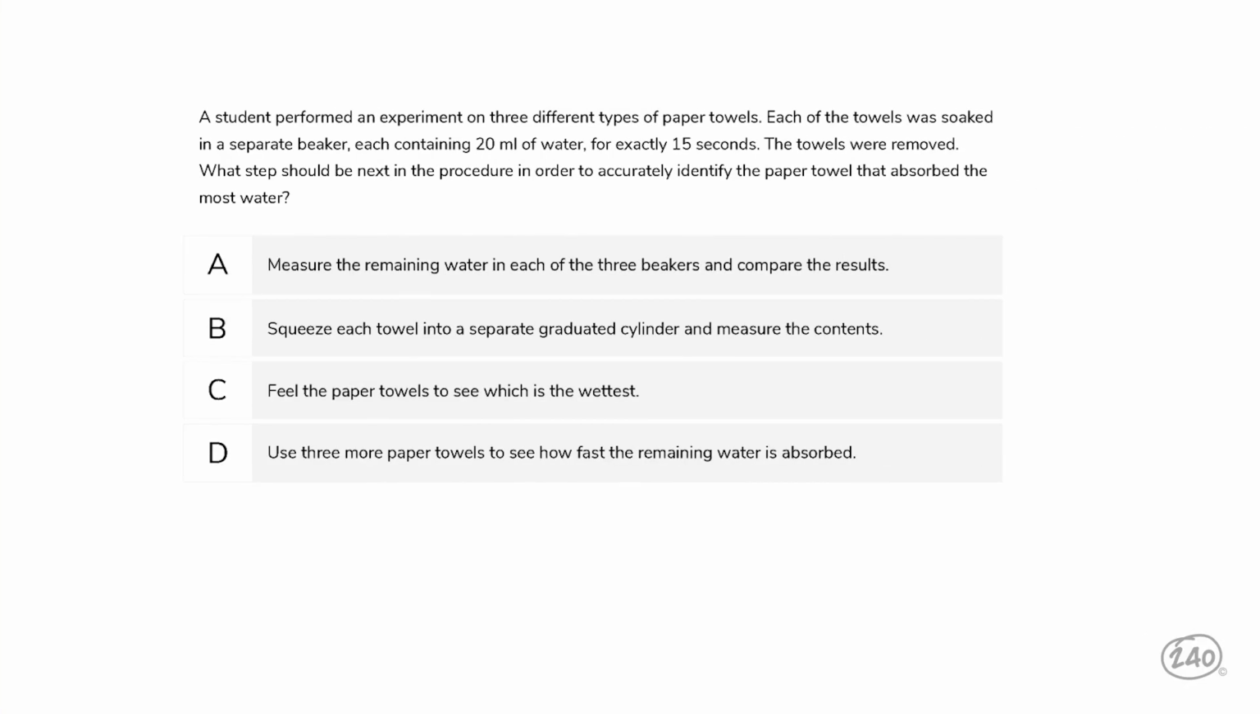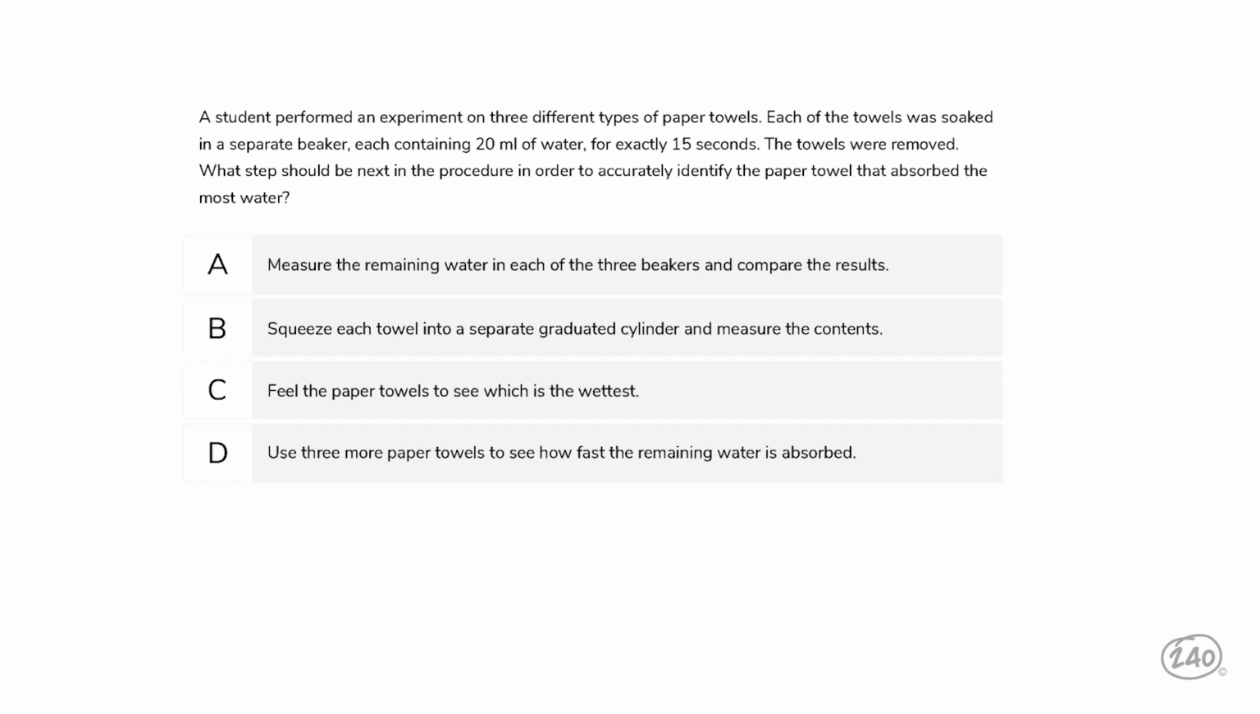Alright, one more from the science competency, the scientific method. A student performed an experiment on 3 different types of paper towels. Each of the towels was soaked in a separate beaker, each containing 20 milliliters of water for exactly 15 seconds. The towels were removed. What steps should be next in the procedure in order to accurately identify the paper towel that absorbed the most water?